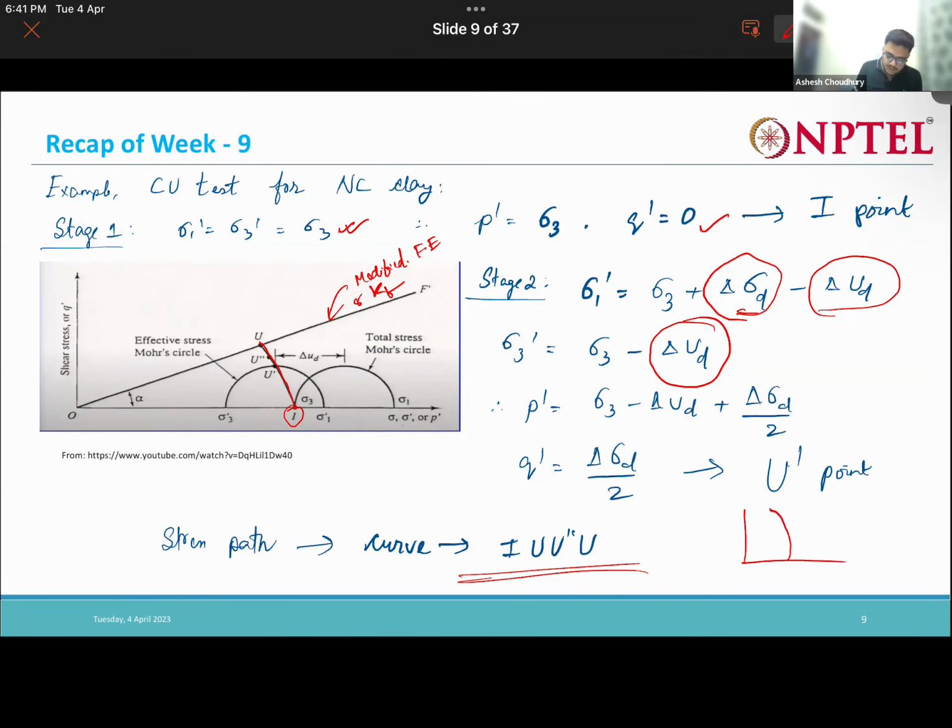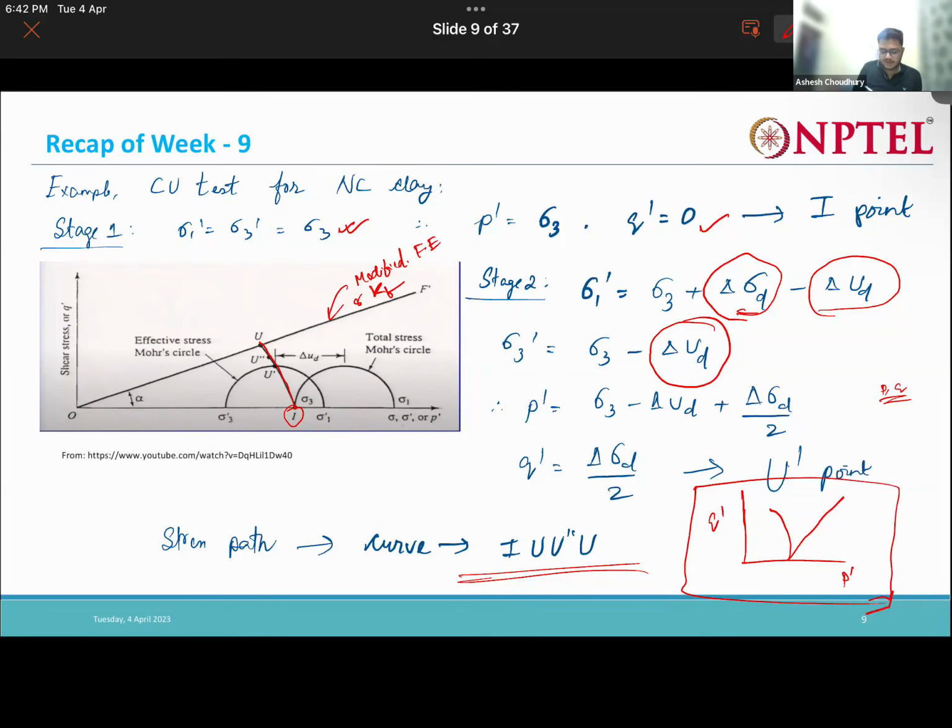And if you want to draw the total stress parameters, and the effective stress parameters P dash and Q dash, you will actually get a line like this. And say you have something like this. This is for two tests that you are doing.